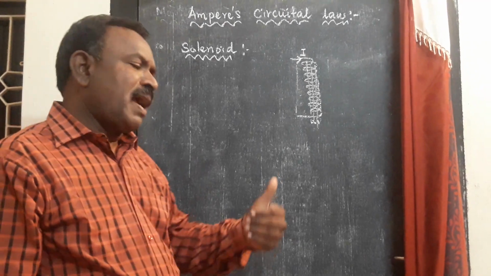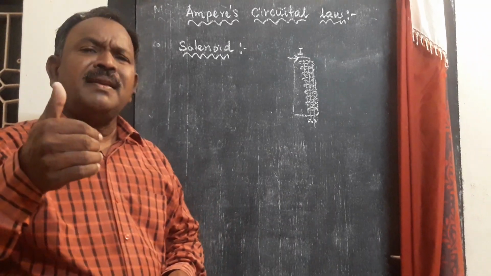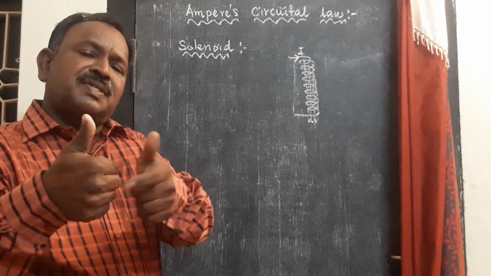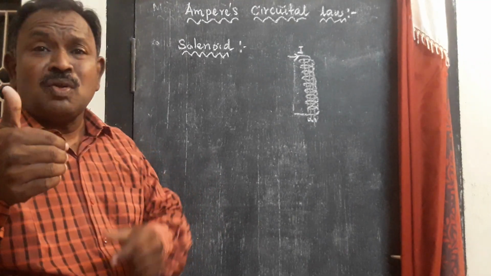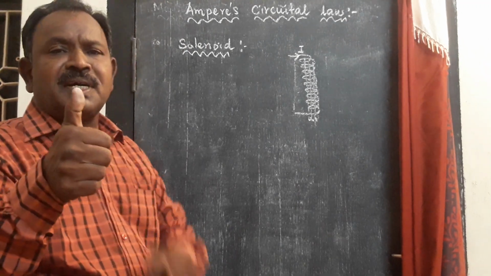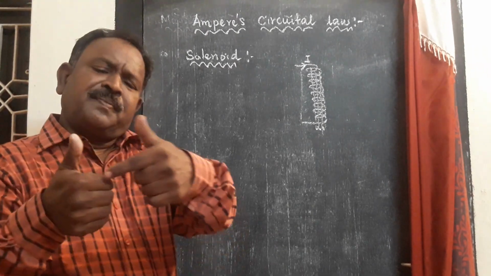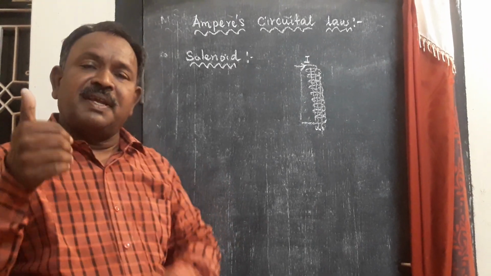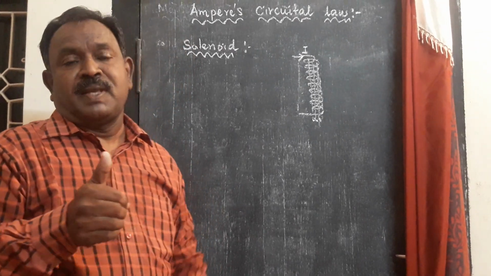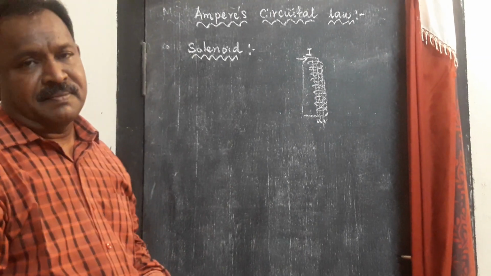The direction of the magnetic field is obtained by using the right hand thumb rule. The folded fingers give the direction of the flow of current through the solenoid, and the extended thumb gives the direction of the magnetic field. If I hold the solenoid like this, the folded fingers give the direction of current and the extended thumb gives the direction of the magnetic field.